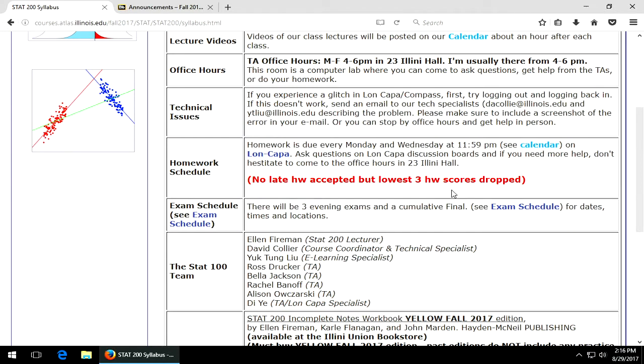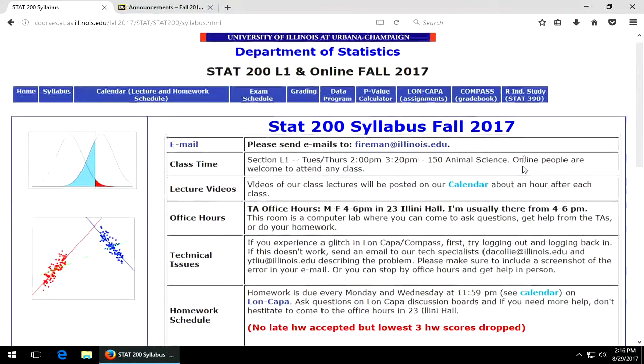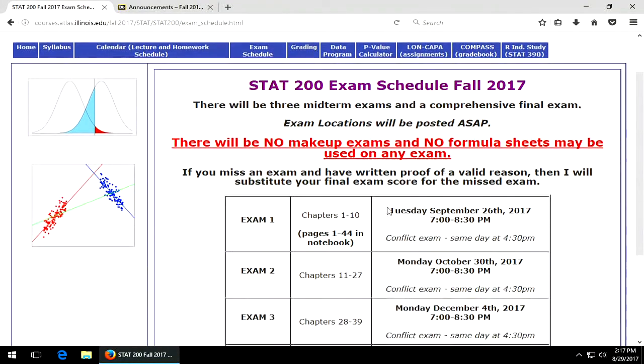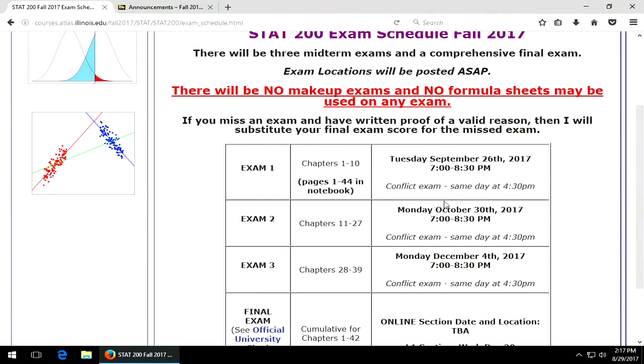All right, so makeup exams, that is the other thing. So we will go to the exam schedule now, and it will tell you more about the exams. Here's where the locations are going to be announced. But right now I want to tell you that there's 3 evening exams. So mark these in your calendar. And conflicts are given the same day at 4:30. And if you can't make either of these exams, there's a conflict. Anybody can sign up for the conflict, just because maybe you don't like to take evening exams. Maybe you just don't want to. Anybody can sign up for those at 4:30.